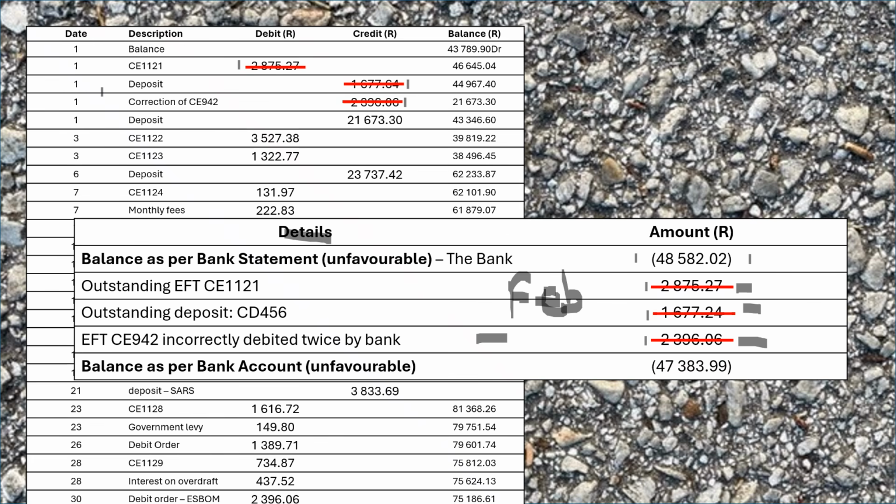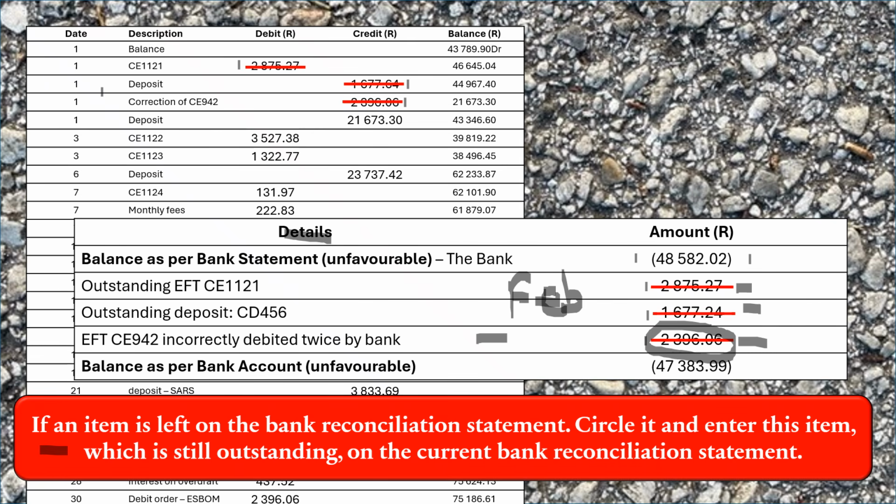If there was an item that wasn't crossed off, it would need to be circled. If an item is left on the bank reconciliation statement, circle it as I did there and enter this amount on the current bank reconciliation statement for March. But in this example, all amounts on the February bank reconciliation statement were accounted for. Nothing here was not recorded by our bank in the month of March. Quite nice.